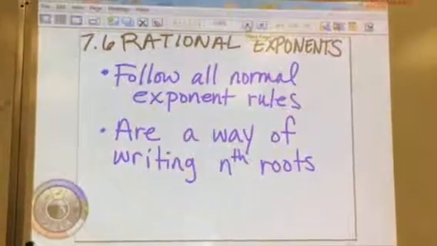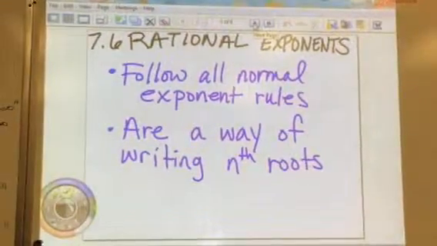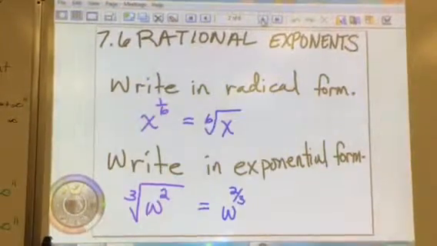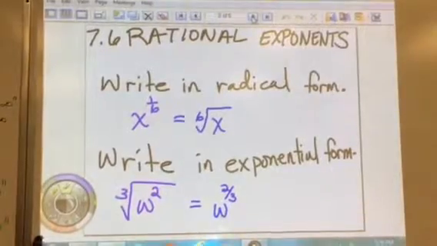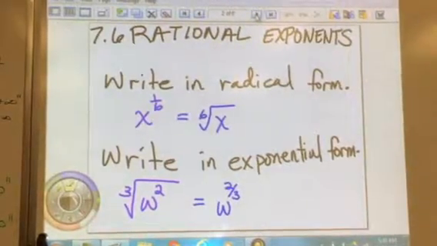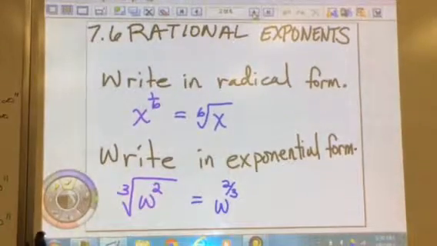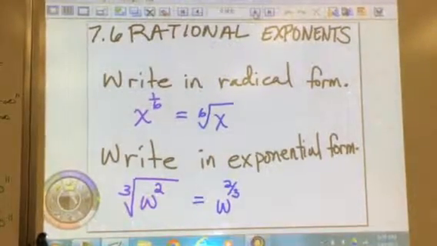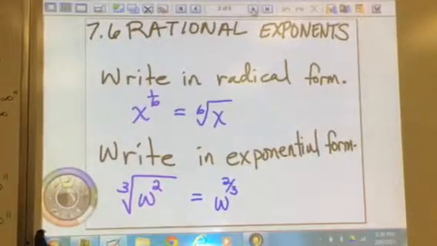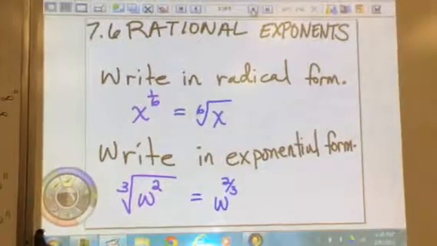Okay, rational exponents. They follow all the normal exponent rules in their way of writing nth roots. So some of the first things that you're going to do is you're just going to write a rational exponent in radical form. So take a look at the x to the 1/6. It just becomes the 6th root of x. So your denominator is your index.